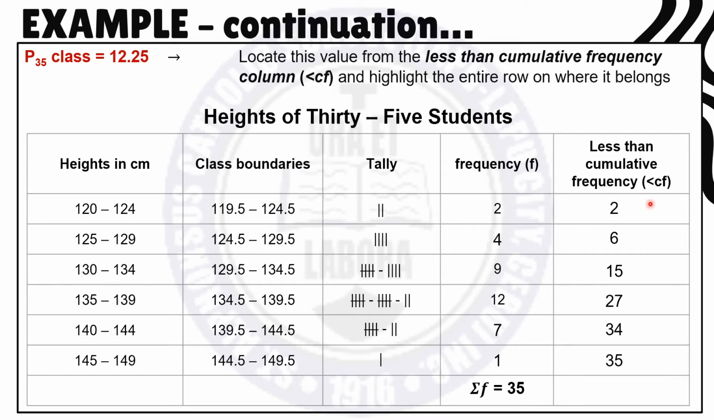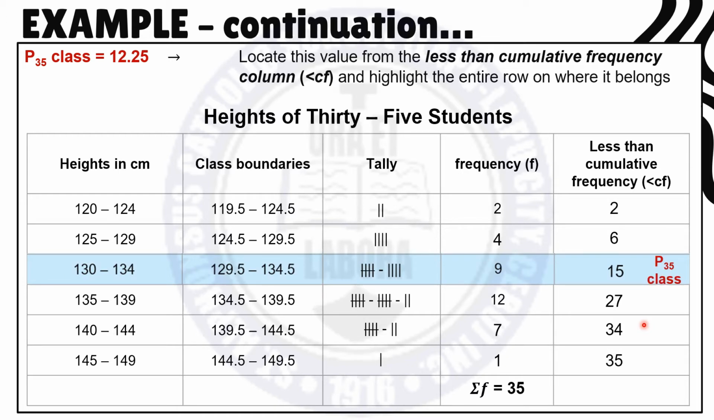Since our data is all about the heights of 35 students, this column talks about students. On the first class, we have students 1 to 2. On the second class, we have students 3 to 6. On the next class, we have students 7 to 15. On the next class, we have students 16 to 27, followed by students 28 to 34, and lastly, student 35. So in this case, 12.25 is under the third row. So we will highlight that entire row and label that one as P sub 35 class.